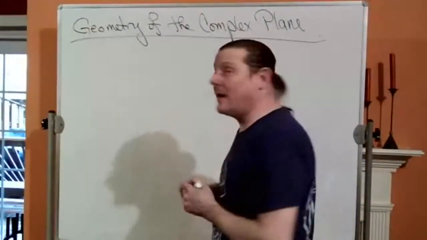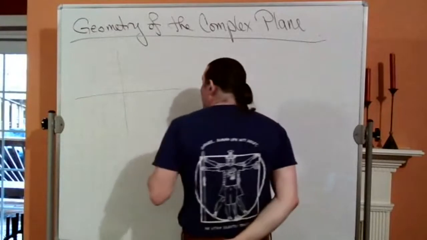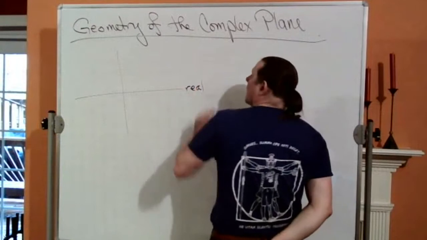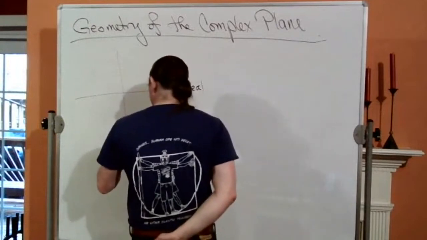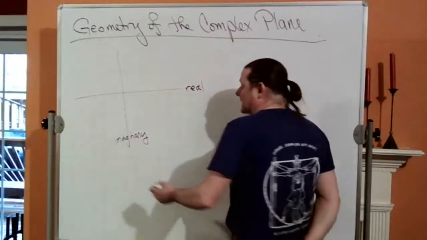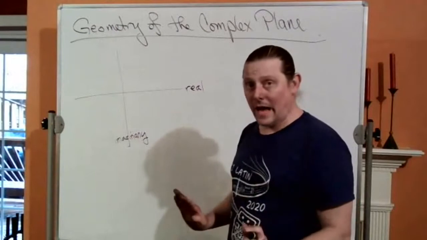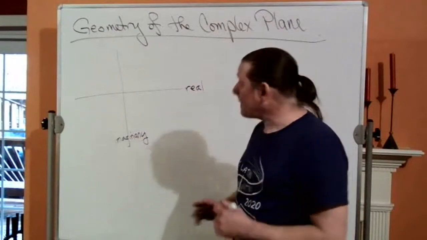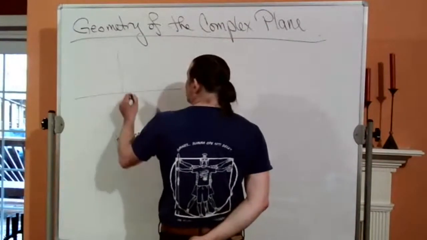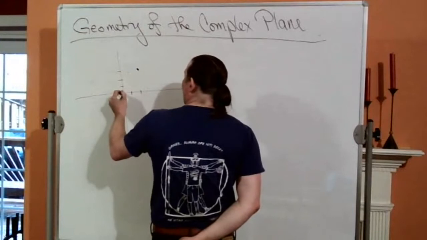So when we look at the complex plane, which is just an ordinary Cartesian plane, but instead of the x-axis and the y-axis, we have the real axis and the imaginary axis. All right? So if I wanted to graph, for example, 2 plus 3i, it would be right there.